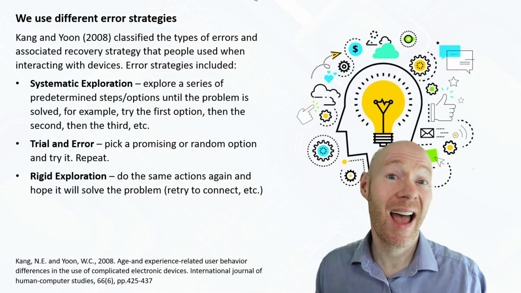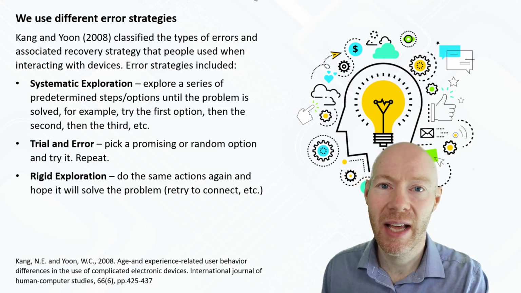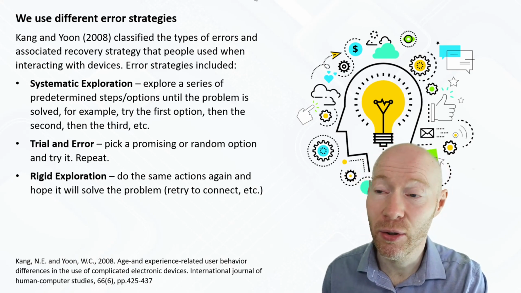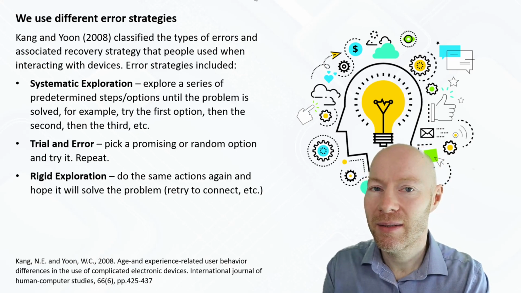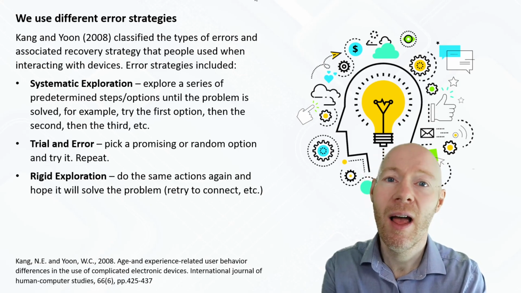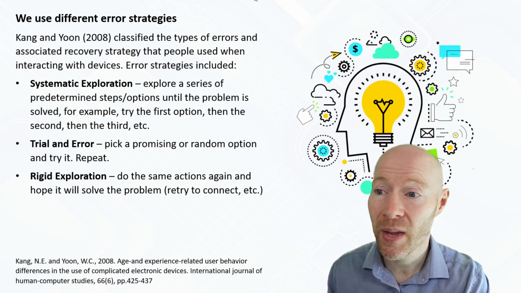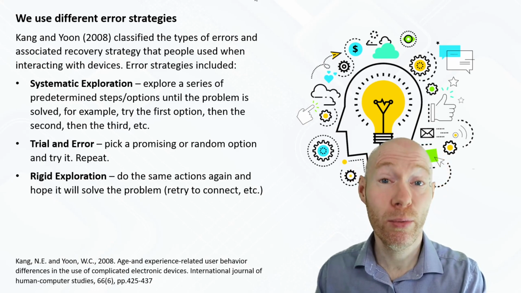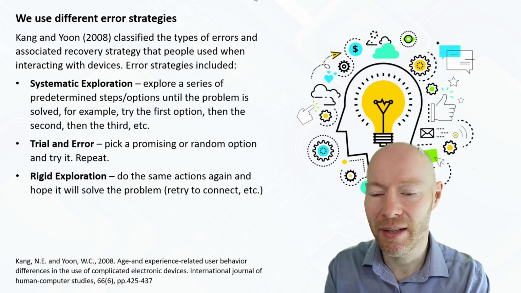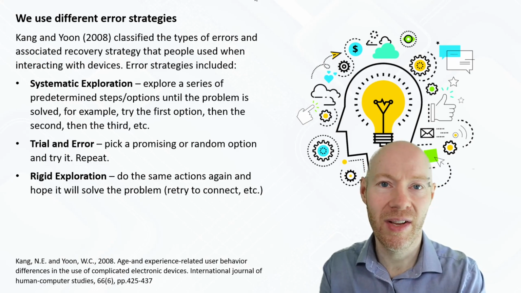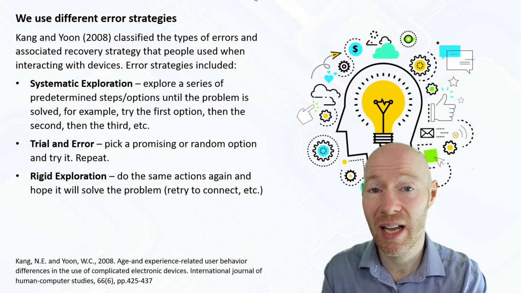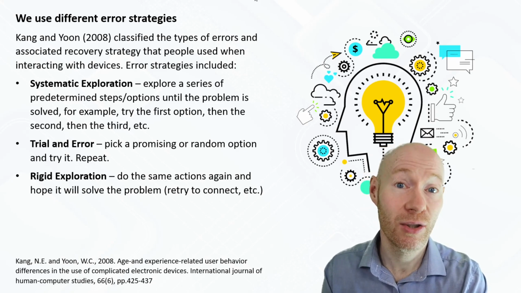So in terms of when errors happen, we use a number of different types of strategy ourselves to try to recover from them. And this was a survey done by Kang and Young, 2008, where they gave people an individual task on the computer, and made sure it was going to fail. How did people try to recover from that? They identified three main approaches that people tend to use. I should just say that one individual does not use only one approach. We can use all three of these approaches, and we do, at different times for different types of tasks. These are just ways that we go about trying to solve our problems.